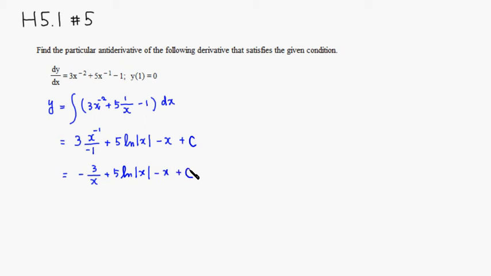Then we can use this next piece of information to find the value of c. If you plug in x equals 1, it's negative 3 over 1, plus 5 times the natural log of the absolute value of 1, and a minus 1, plus some constant c.